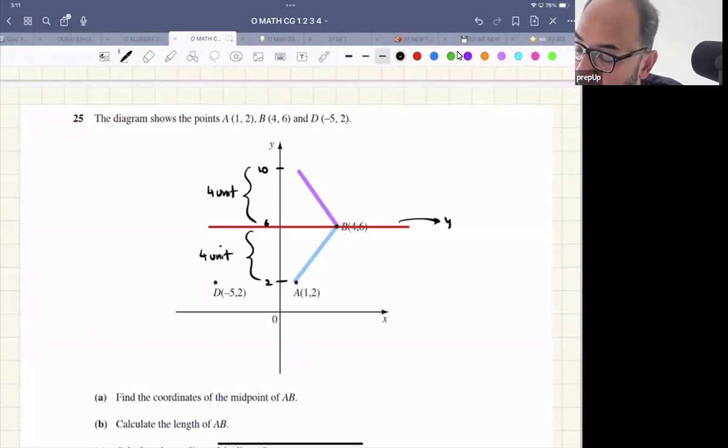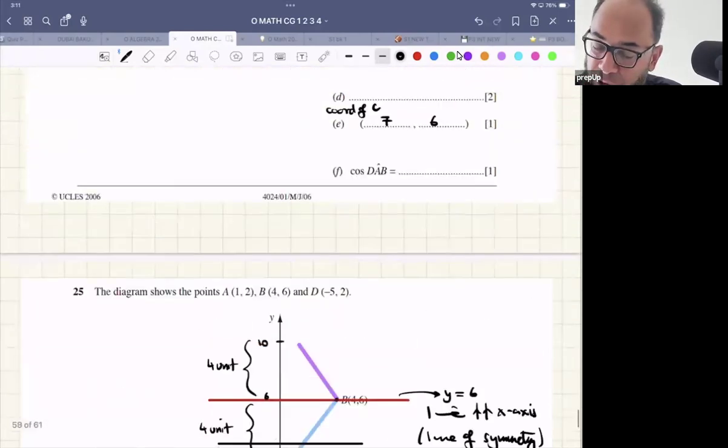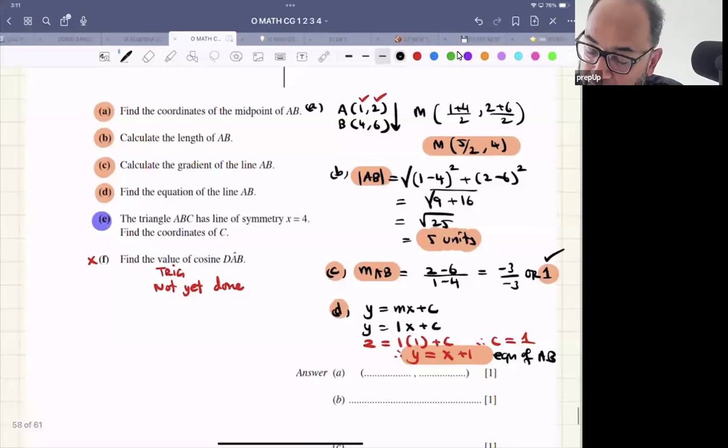Because this is the line y is equals to 6. That is line parallel to x-axis. This is line of symmetry. So this is like the mirror line. Remember this word. Line of symmetry is the mirror line. And let me also write over here, that is the mirror line. So that is the concept of reflection.